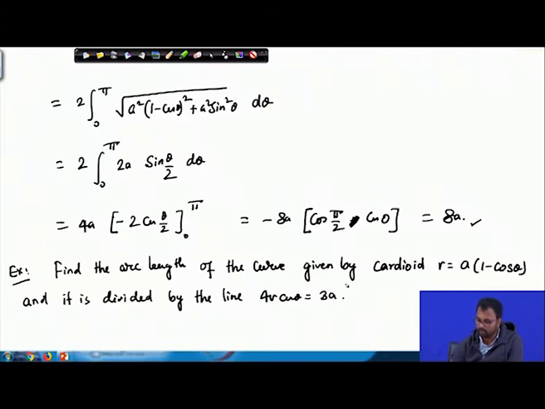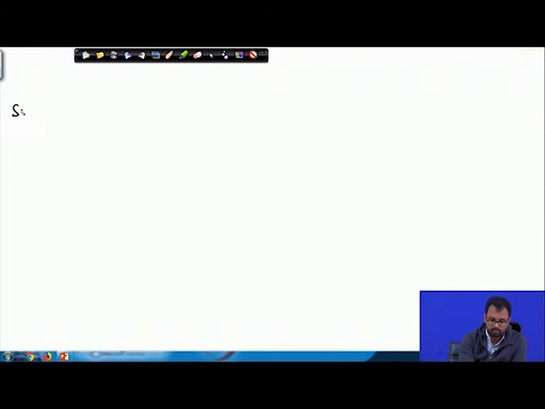So the cardioid is divided by this line, and we have to calculate the arc length when this line is dividing the cardioid. Unless we draw this curve we will not be able to understand the problem, so let us draw it.